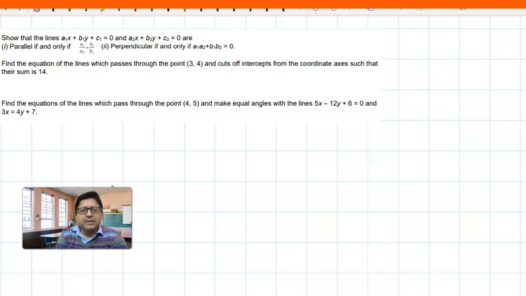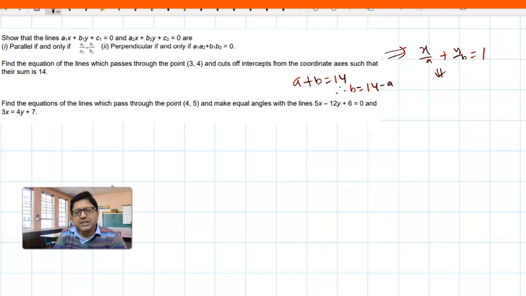Then, the equation of the line passing through (3, 4) with intercepts on the coordinate axes such that their sum is 14. Not a difficult sum. Assume the line is x by a plus y by b equals 1, and a plus b equals 14. So b is 14 minus a. Pass it through the point (3, 4), so 3 by a plus 4 by b equals 1.